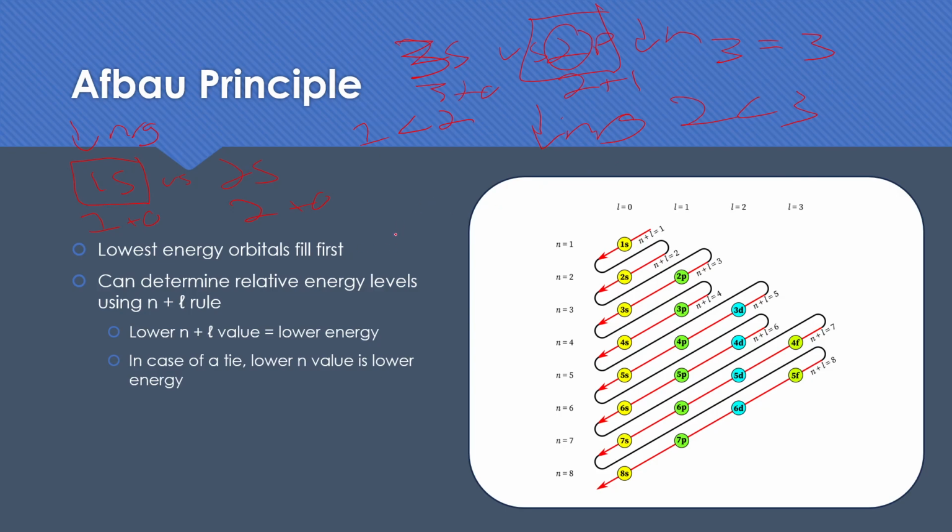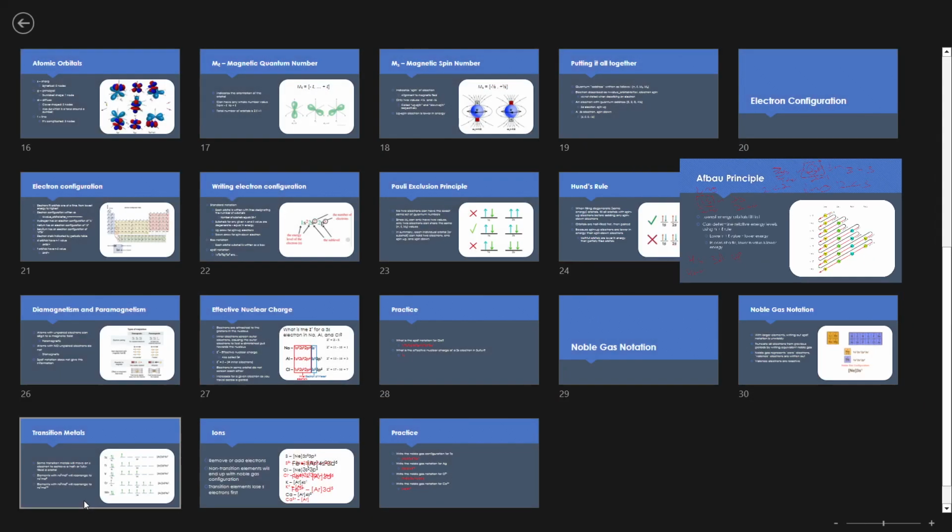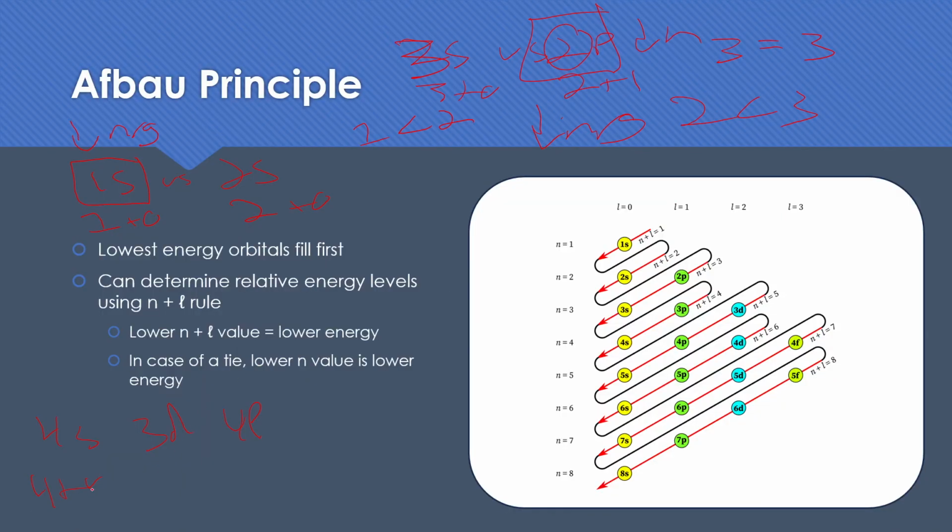Okay, and that's why you end up going 4s, 3d, 4p, because you have 4 plus 0 or 4. You have 3 plus 2 or 5. Then you have 4p, which is 4 plus 1 or 5. And then you have 5s, which is 5 plus 0 or 5. Okay, so this is obviously the lowest. And you break ties in order of the n. So 3, so this one's second, then 4, so this one's third, then 5.